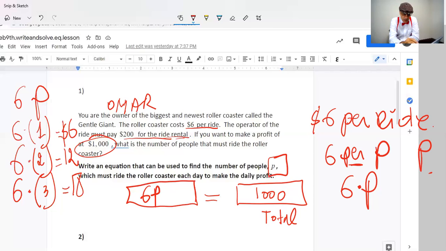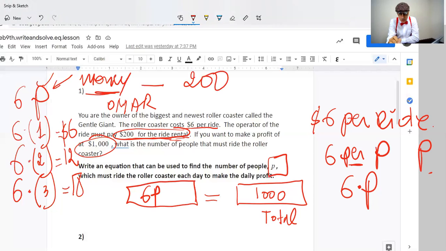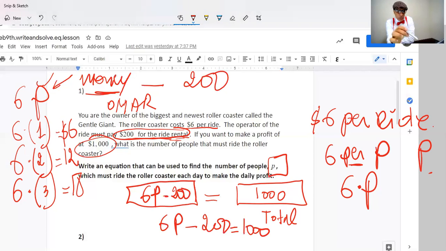Now, the last thing we're going to deal with here is this $200. Well, he has to pay that for the rental of the ride. So this is the money he makes. Well, he has to subtract from that the $200, which he has to pay for the rental. So money made by Omar minus the rental. And we want to know when he will make $1,000. So the equation is 6P minus 200 equals 1,000. And we're going to solve this equation like we've been doing equations, okay?